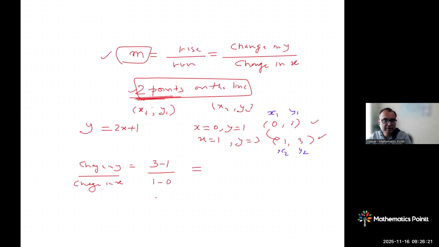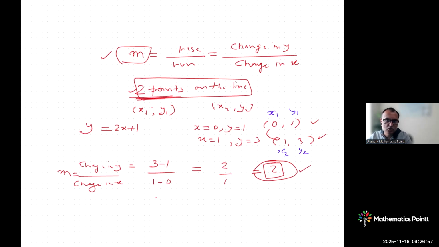So let's quickly find it. 3 take away 1 is 2. And 1 take away 0 is 1. Which means the slope is 2. Not 1. Slope is 2. Slope is 2. Everyone understood how I have just calculated the slope?